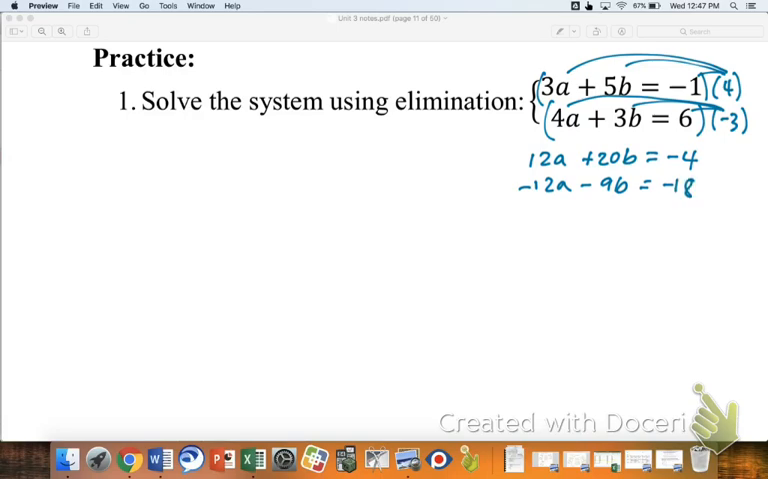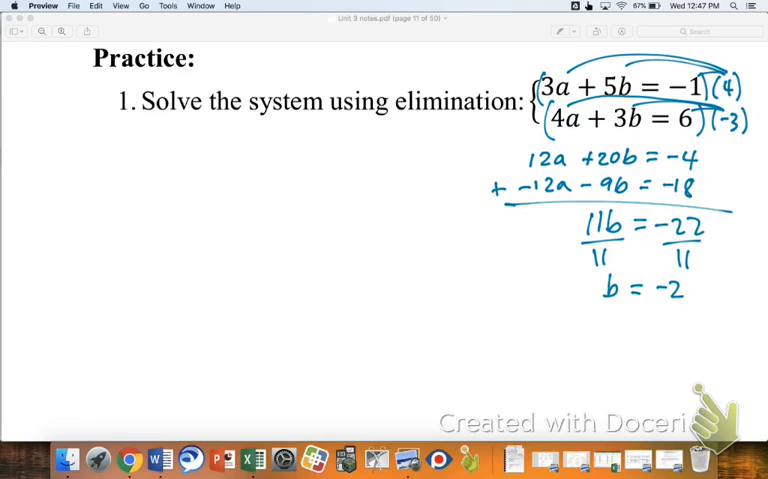Make sense? All right, so now when you add 12a plus negative 12a, that was the whole point. Be respectful of those that weren't done, okay? Thank you. So you get a 0 when you add those up. 20b plus a negative 9b is 11b. And over here I get negative 22. Did you all get b equals negative 2?